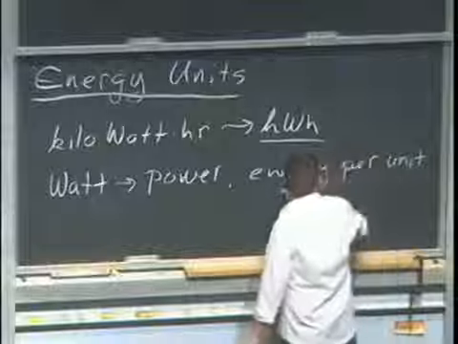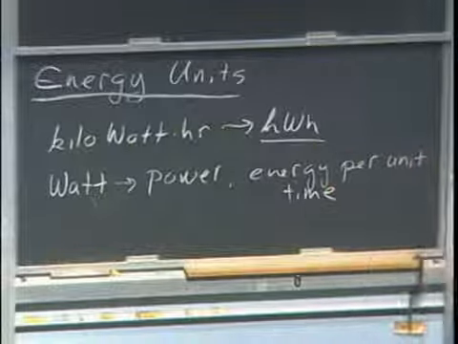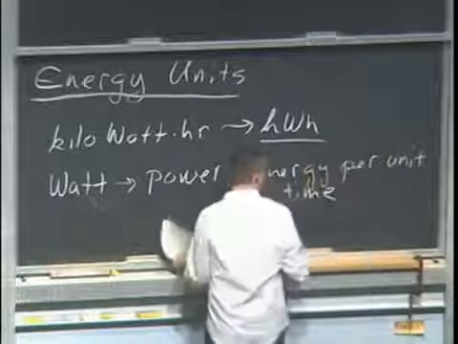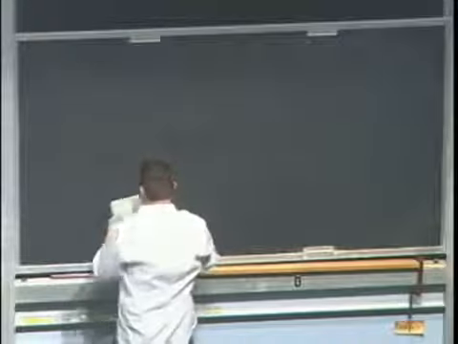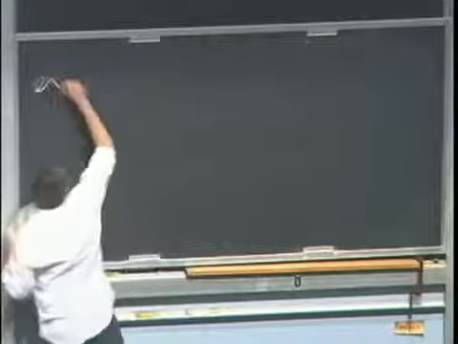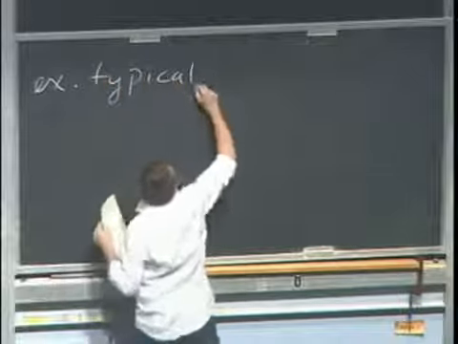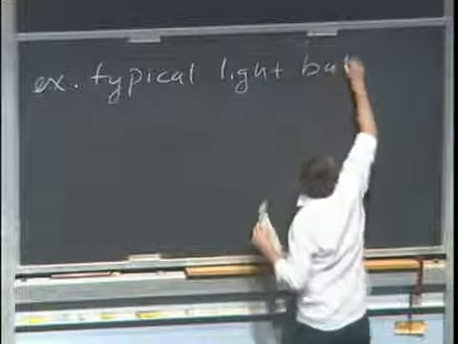So it's usually a measure of how much energy we are transferring or using over time. So it's a rate of energy usage. Okay? And to give us a little bit of scale here, let's use the most common example that we have, which is a typical light bulb. This is one of the most common ways that we use energy.